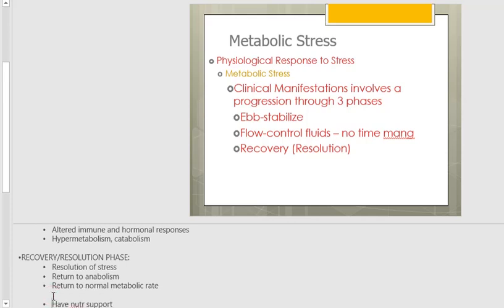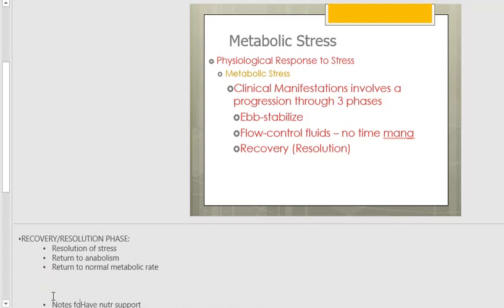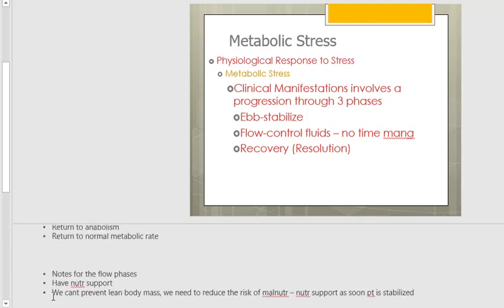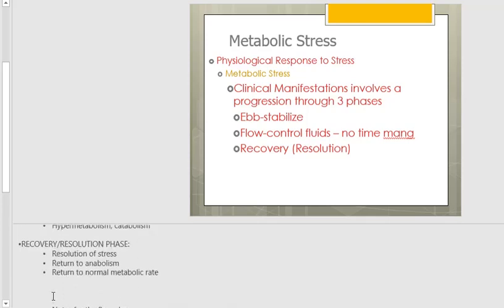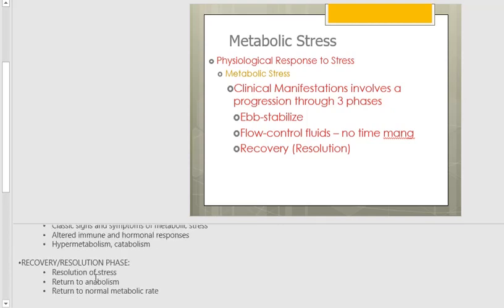In this one, it's exactly as the name implies. Everything returns back to normal or it recovers. So now you have the resolution of stress. The stress is gone. They return to anabolism, so they stop breaking down lean body mass. Now they start building it up, so anabolism versus catabolism. And their metabolic rate returns to normal.